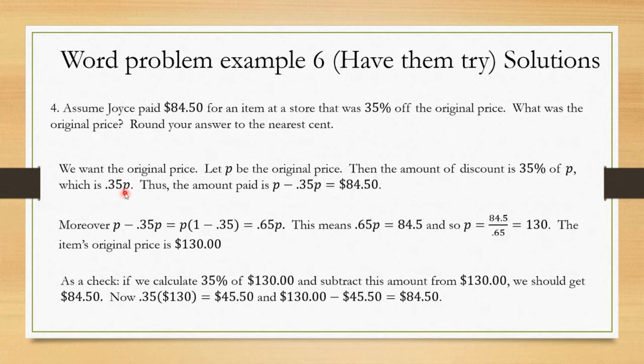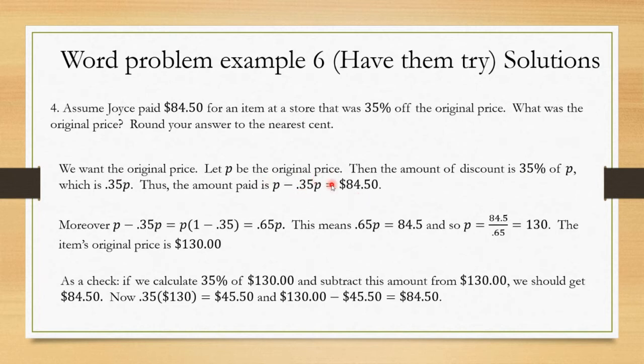Okay. So they deducted 35% off of the price, right? Okay, so how much did she actually pay? She paid the original price minus 35%, right? That's what the left-hand side here is, how much she paid. And that's got to equal $84.50.